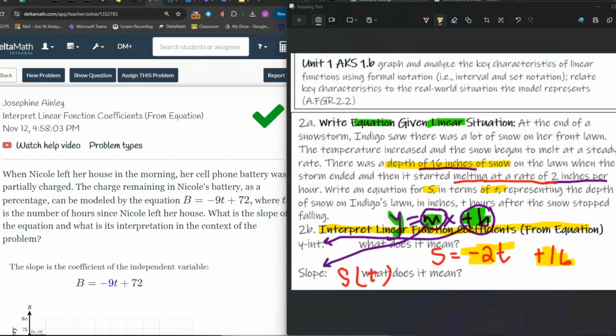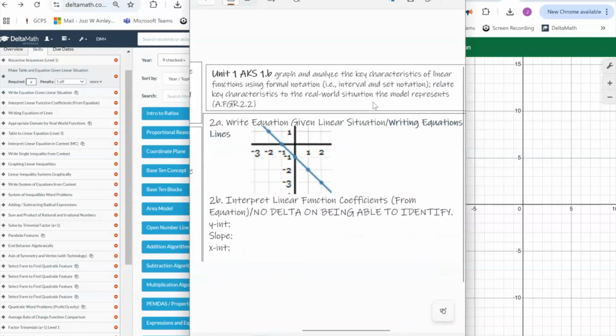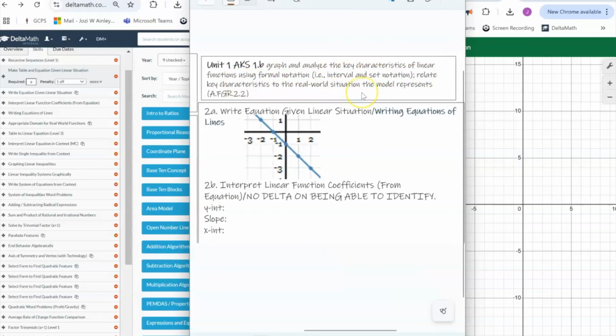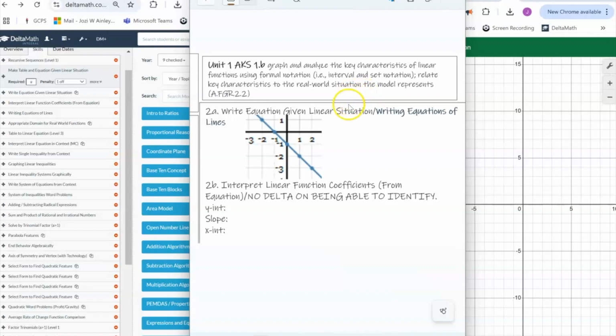Let's practice. Now we're going to graph and analyze key characteristics of linear functions, including using formal notation, interval and set notation, and relating key characteristics to the real-world situation that the model represents. Last week we looked at writing it from context. This week we're looking at how to write it from a graph, and then interpret what those things on the graph mean. So let's start by writing this from a graph.